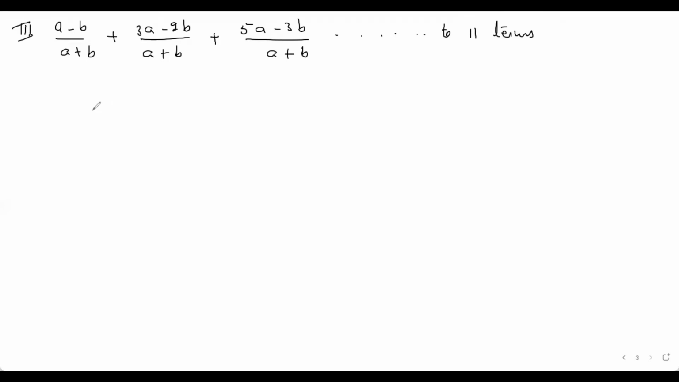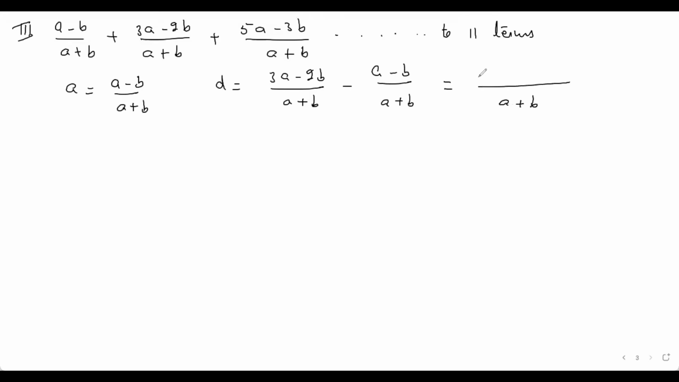Now the third question is: find the sum of this up to 11 terms. We have to find its sum up to 11 terms. Now here a is equal to (a minus b) upon (a plus b). d is equal to (3a minus 2b) upon (a plus b) minus (a minus b) upon (a plus b). a plus b is the LCM. You will have 3a minus 2b minus a plus b. Now this is equal to (2a minus b) upon (a plus b). Now here n is 11. I am to find S11.